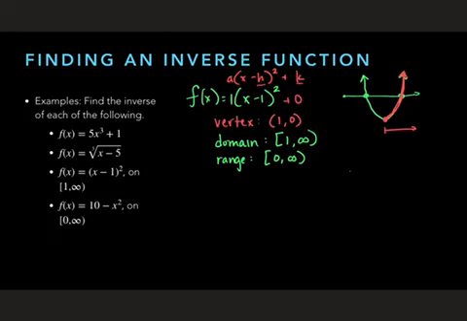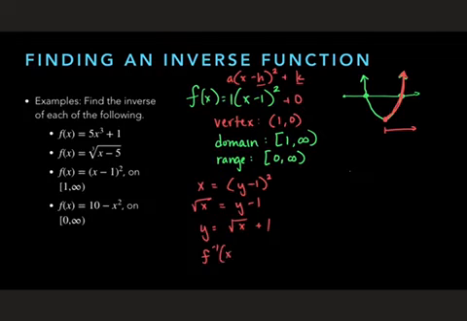Good to know. Then I'm going to go and find my inverse. So x is (y minus 1) squared. I'm going to take a square root of both sides. I'm going to add 1 to each side. So y is the square root of x plus 1. And that is our inverse.